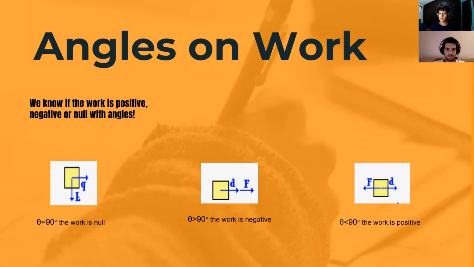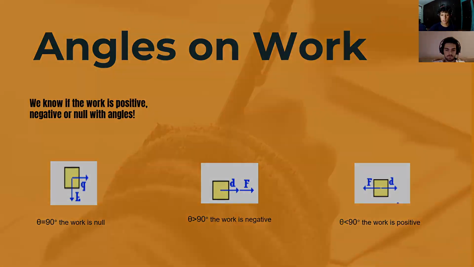Well, I'm going to talk about angles in work. With the angle, we can know if the work is positive, negative, or null. For example, when the angle is equal to 90 degrees, the work is null. When the angle is higher than 90 degrees, the work is negative. And when the angle is less than 90 degrees, the work is positive.